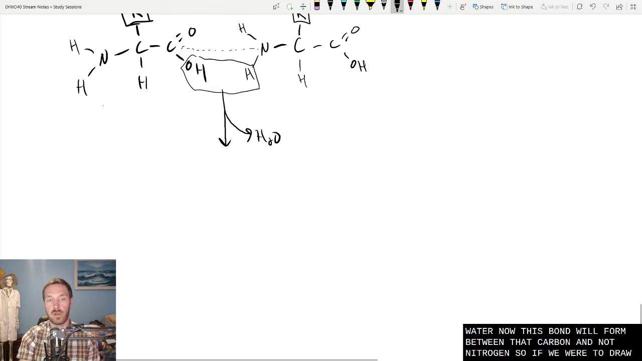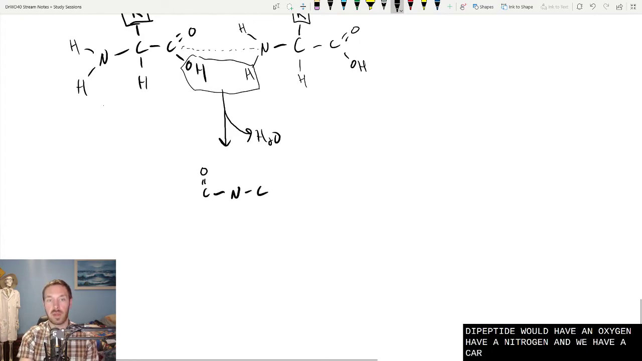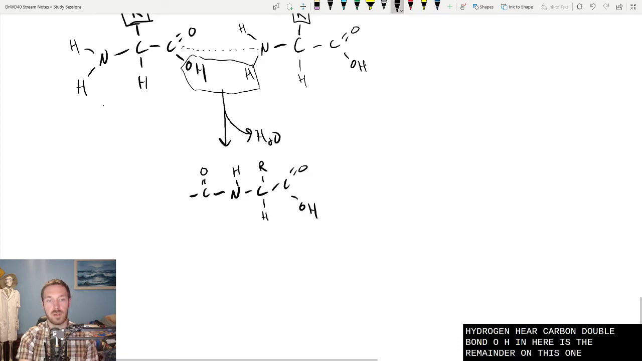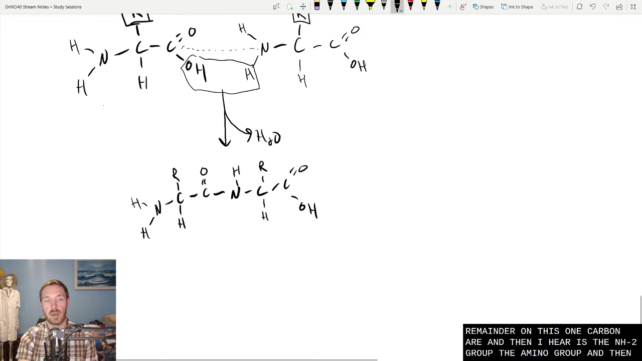So if we were to draw this bond then, this dipeptide, we'd have an oxygen, we have a nitrogen, and we have a carbon here. There'd be one hydrogen coming off there. This carbon will go up to the R group. I have a hydrogen here, carbon, double bond, OH, and then here is the remainder on this one, carbon, R, and then here is the NH2 group, the amino group, and then hydrogen.